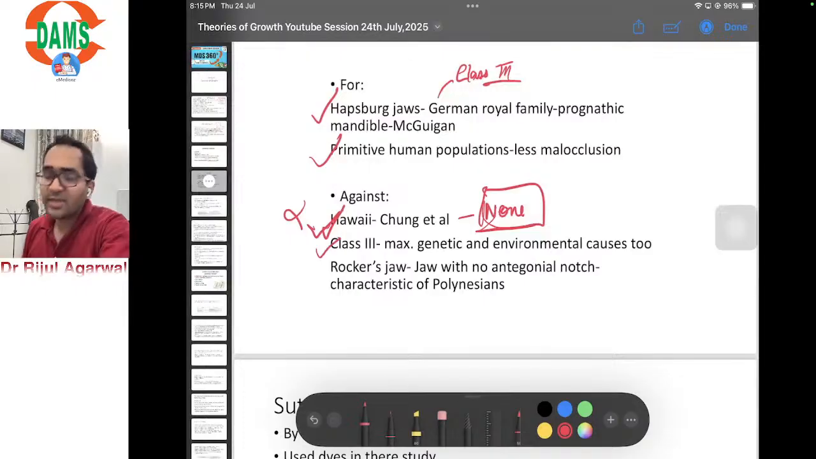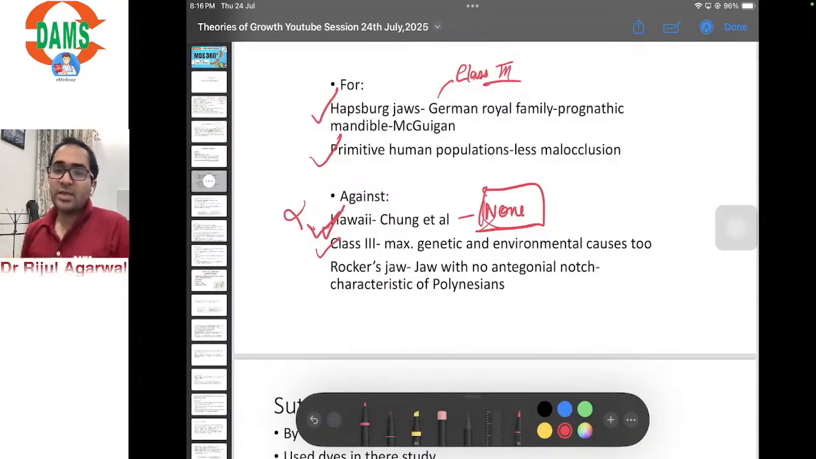Next, the class 3 mandible. Okay, so it was later on found that not only genetic, there are certain environmental causes too, which were responsible for the development of class 3 mandible. What are those environmental causes? You all know, at the time of delivery as well, and there are syndromic associations as well. So not only genetic, there are certain environmental causes as well which are associated with the development of class 3 jaw relation.